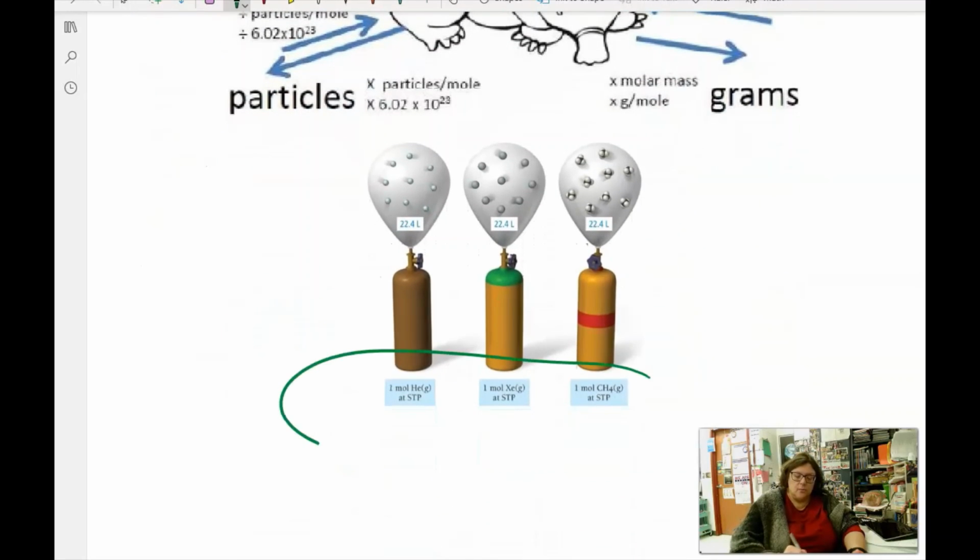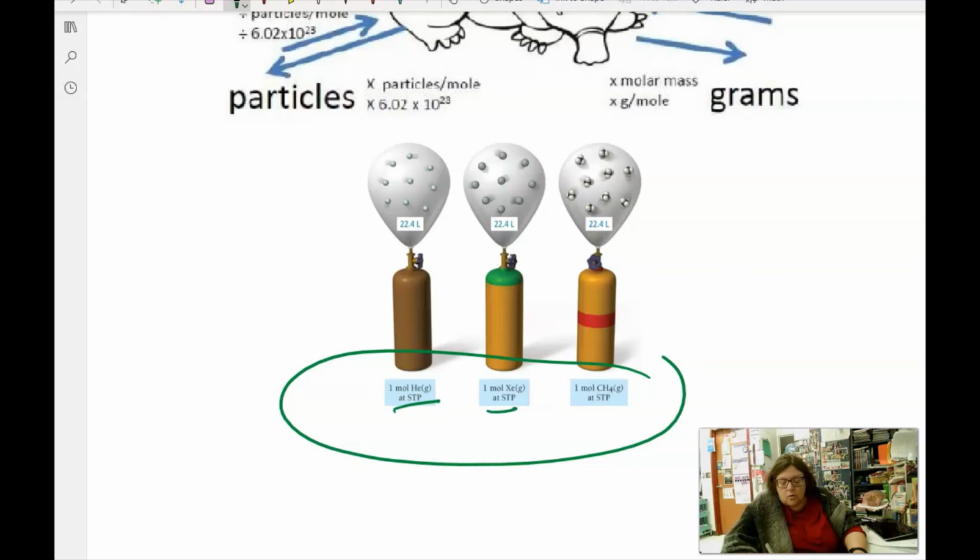This is true no matter what gas you have. If you have helium at 1 atmosphere pressure, at 0 degrees Celsius, 273 Kelvin, 1 mole will take up 22.4 liters, no matter whether it is helium or xenon or methane gas. They all are going to take up the same volume at the same conditions. That is different from when we are trying to calculate things like the mass using the molar mass, because your masses aren't all equal.